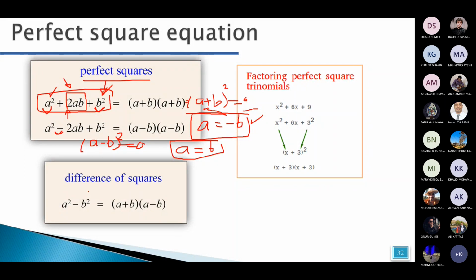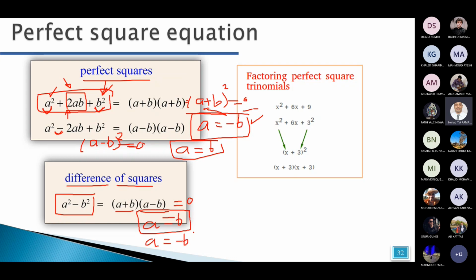Okay, we also have the difference of squares. When we have two squares with a difference, its solution is a plus b multiplied by a minus b. Because when you set it equal to 0, then you have two solutions. We have a equals b, this is one solution. The other solution, we have a equals minus b.